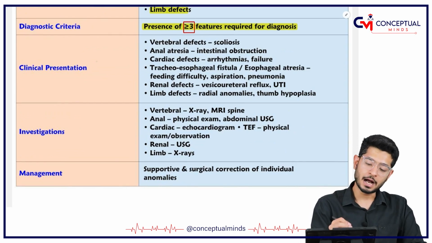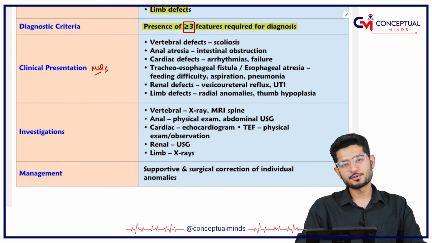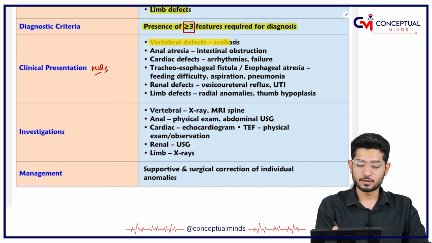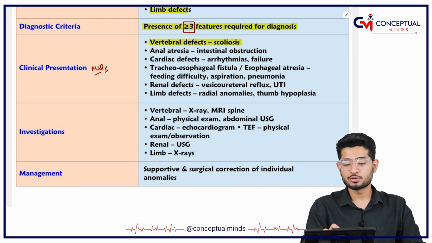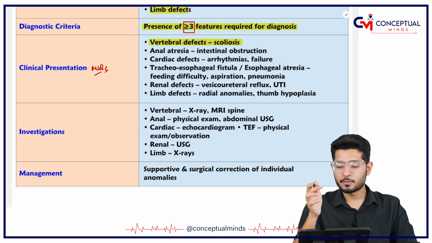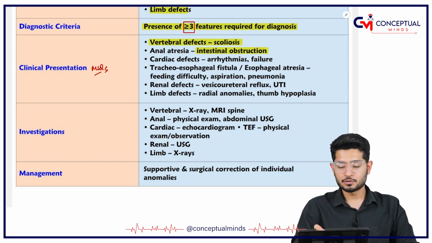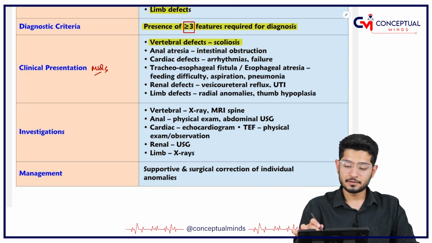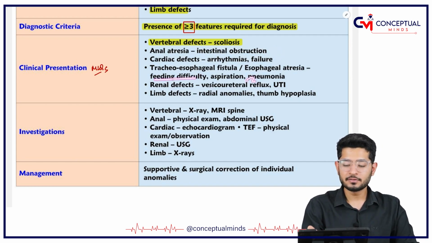Coming on to the asked MCQs, very important MCQs: what is the most common vertebral defect? That's scoliosis. Anal atresia, how is it going to present? If anal atresia is there, that means the anal opening is not formed properly. Most of the time it is going to present with intestinal obstruction. Cardiac defects are going to present with arrhythmias and heart failure. Tracheoesophageal fistula will have feeding difficulty.